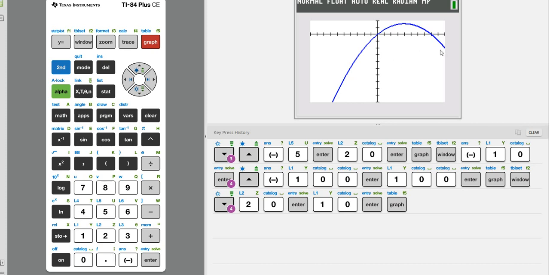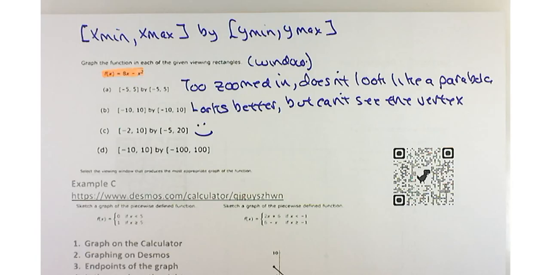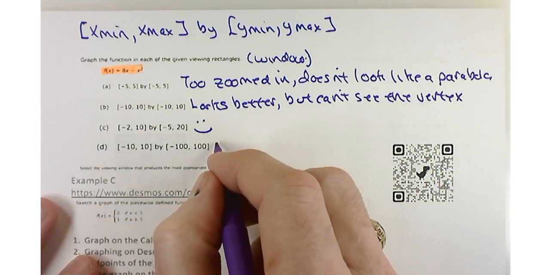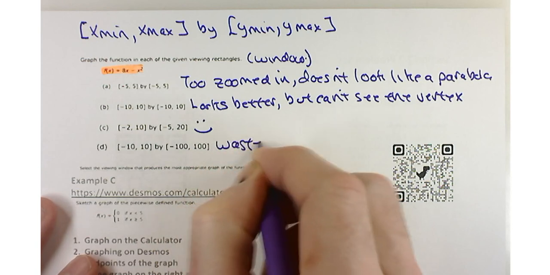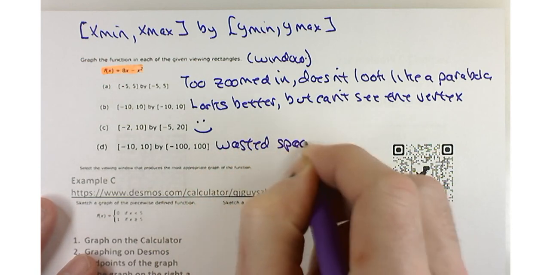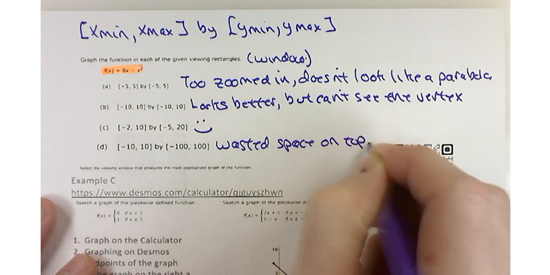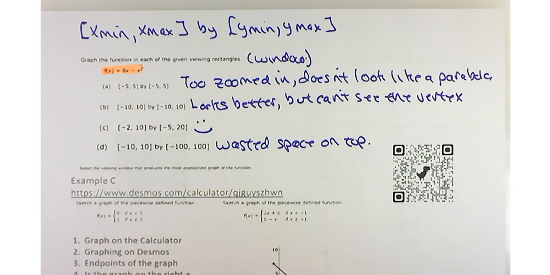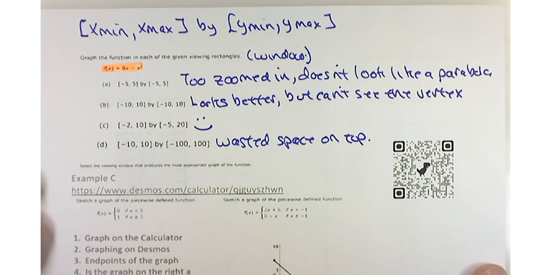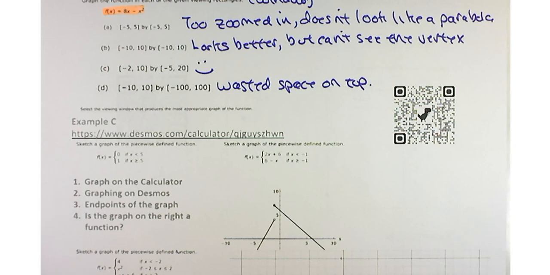I guess because it's a parabola, I'd like to see it more symmetric. So overall, C was our best graph. This wasted too much space at top. Wasted space on top. I didn't like that about that graph. Let's move down and try a couple more here.